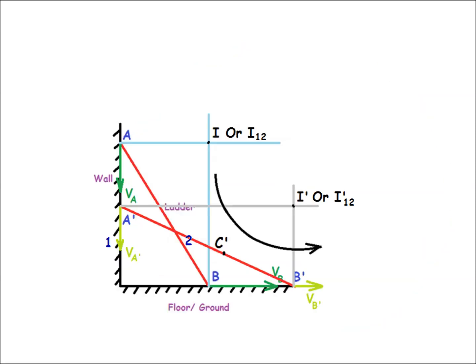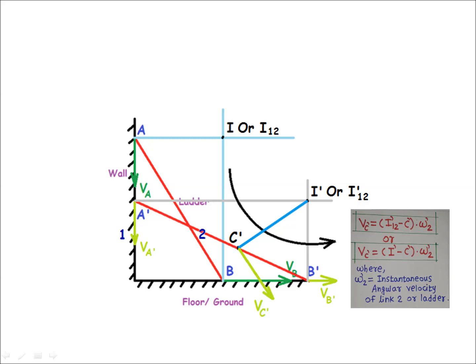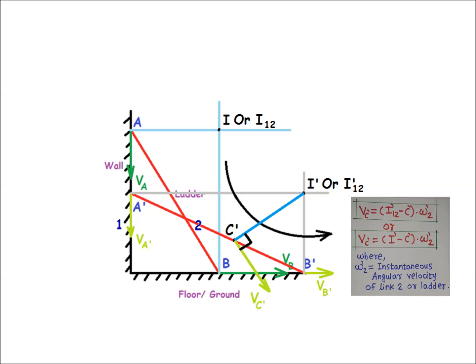Now consider point C dash on ladder or link 2. We are interested in velocity at point C dash, that is Vc dash, and it will be given by relation Vc dash is equal to distance between I-12 and C dash multiplied by omega 2 dash, or we can have relation Vc dash is equal to I dash C dash multiplied by omega 2 dash, where omega 2 dash is instantaneous angular velocity of link 2 or ladder. Vc dash will be in direction perpendicular to I dash 1 to C dash or perpendicular to I dash C dash.